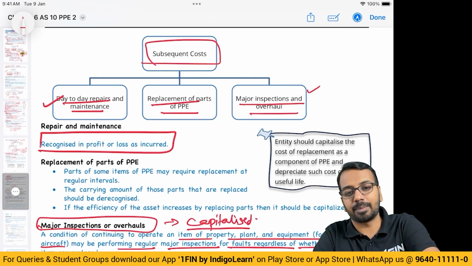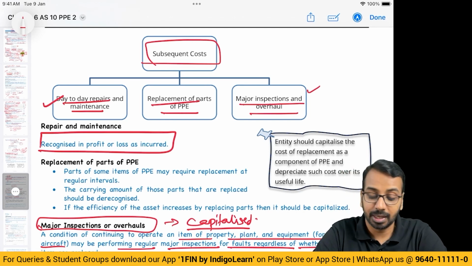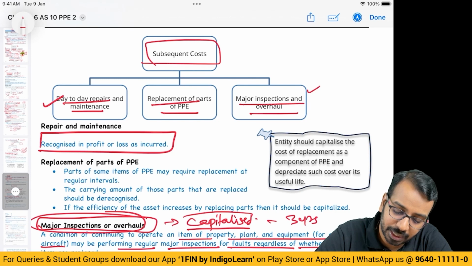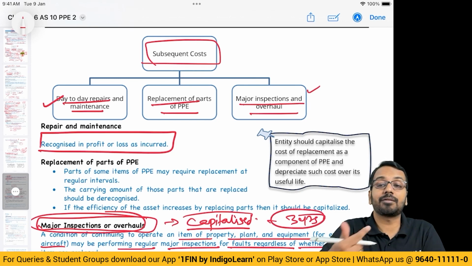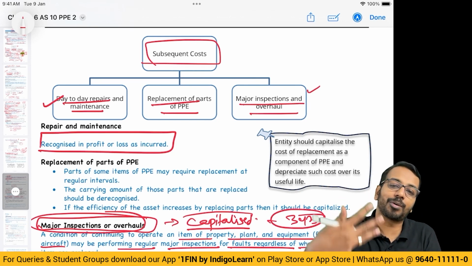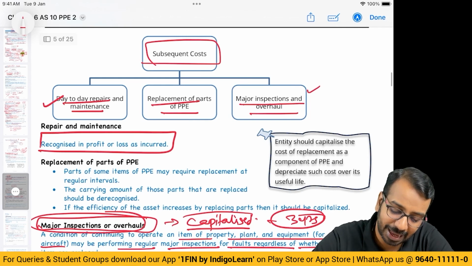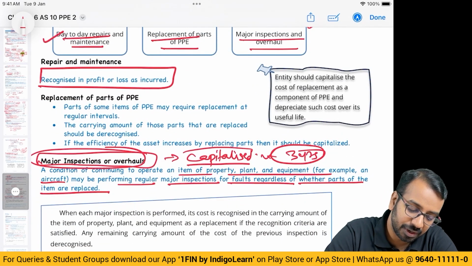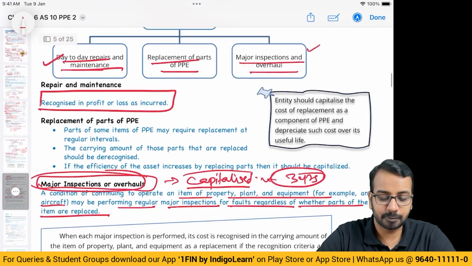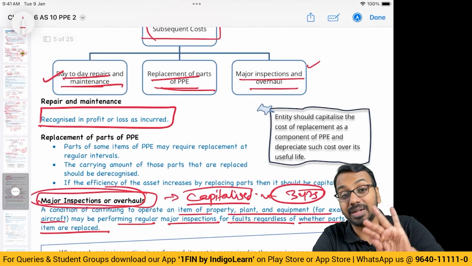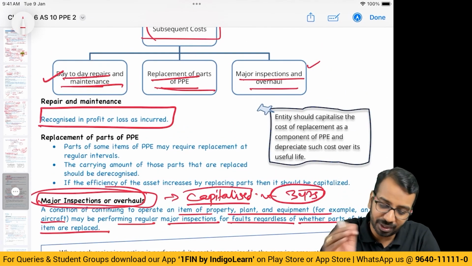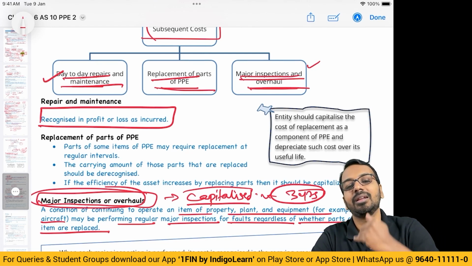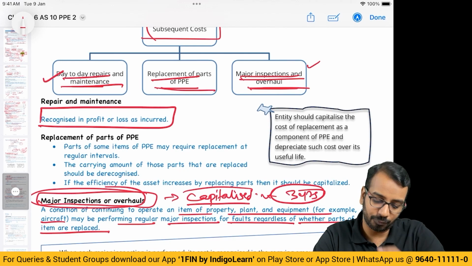This major inspection happens, let us say, once in 3 years or 4 years. So once I incur this cost of inspection, I can run the aircraft for 3 years. So I get the benefit of that inspection or major overhaul for a period of 3 years. That is why I capitalize. So if it is day-to-day repairs, I will not capitalize. If I am replacing parts, I will de-recognize the existing part and I will recognize the new part. And if it is a major inspection and overhaul, I will capitalize it for the life of the overhaul.